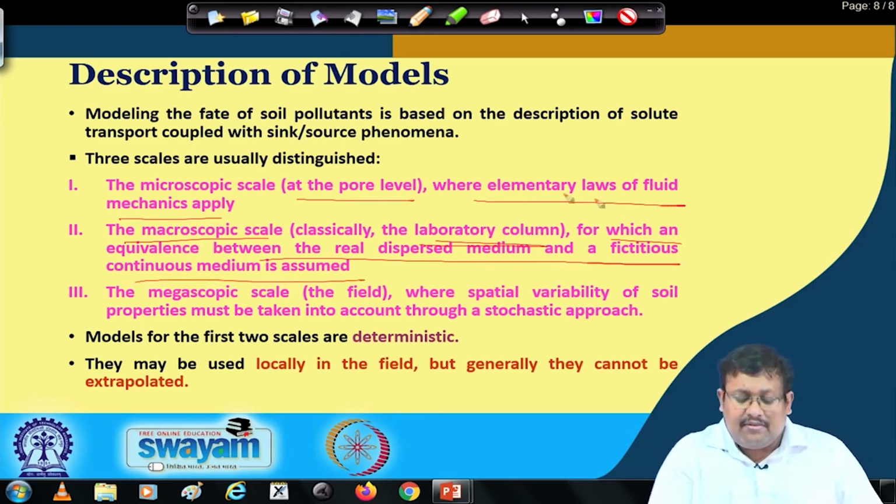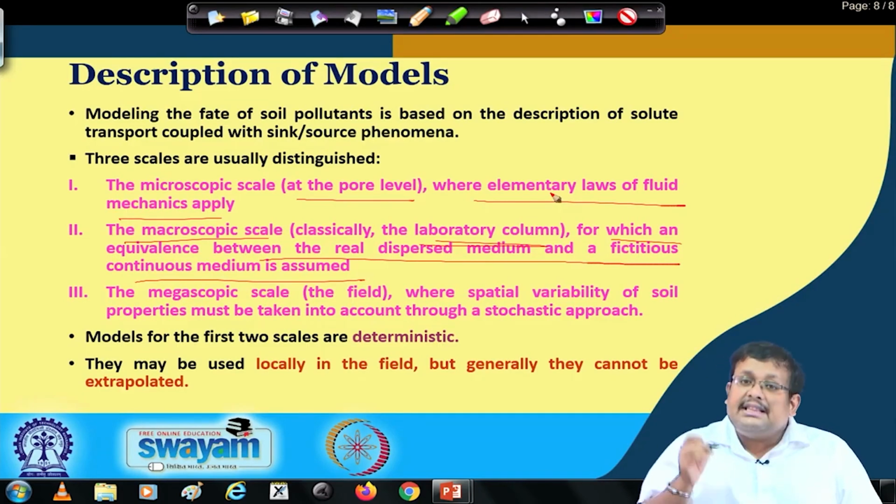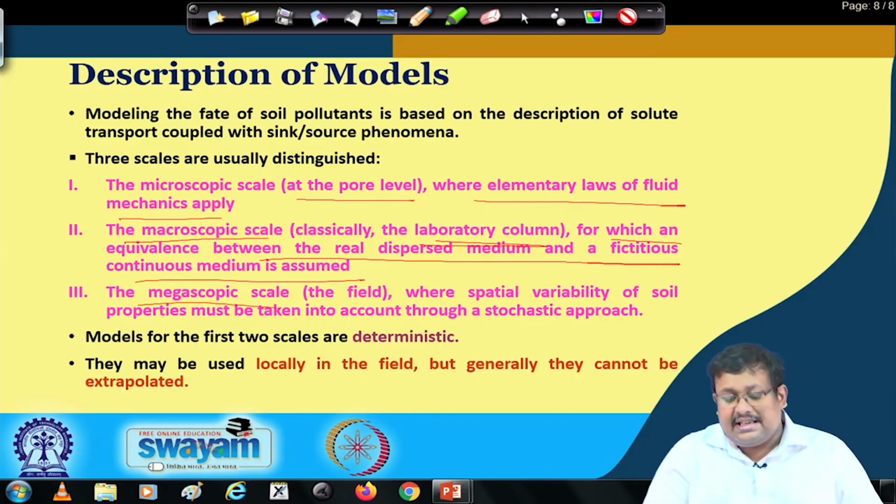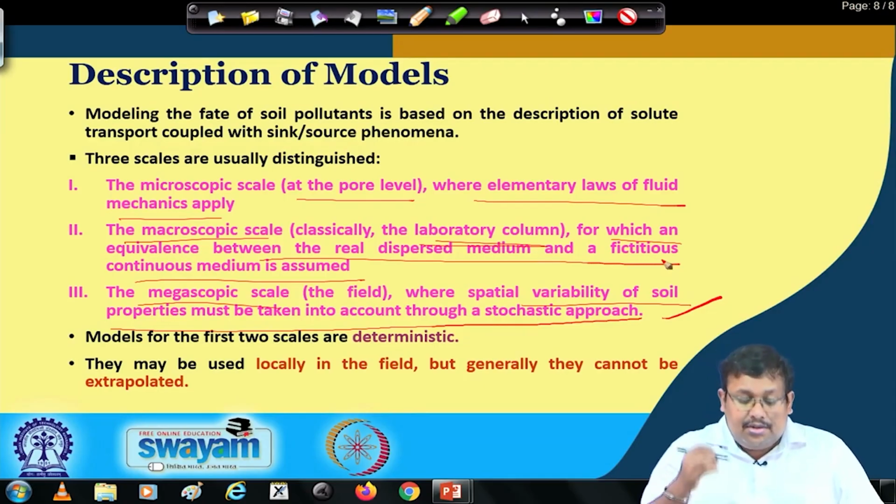Generally this type of macroscopic scale is performed in laboratory-based column leaching experiments. And the third one is the megascopic scale in the field, where spatial variability of soil properties must be taken into account through a stochastic approach. So, these are three different scales through which we distinguish different types of models.